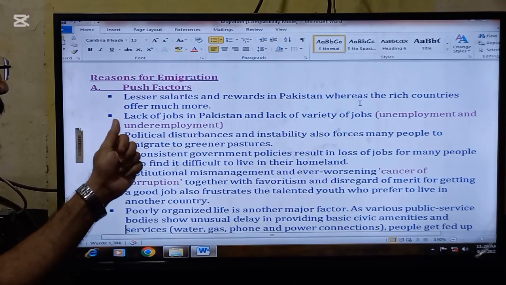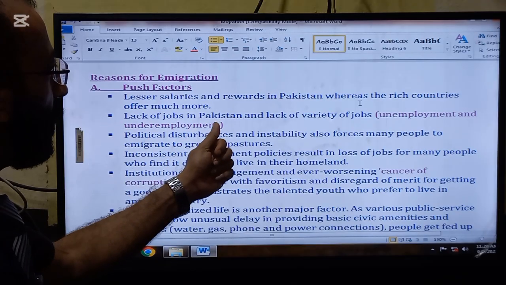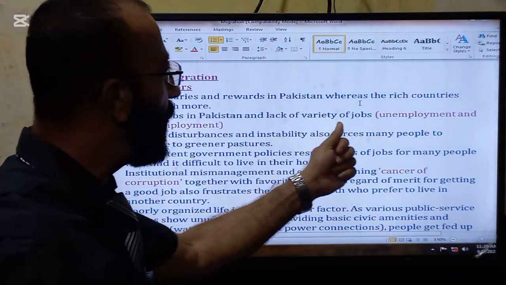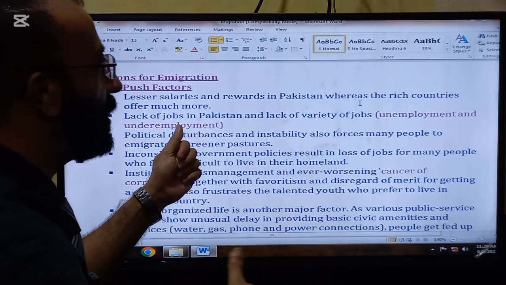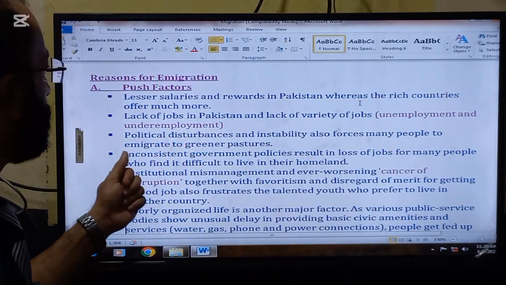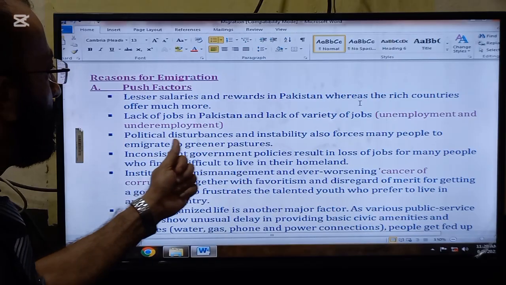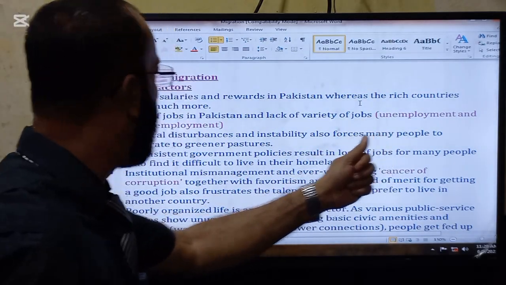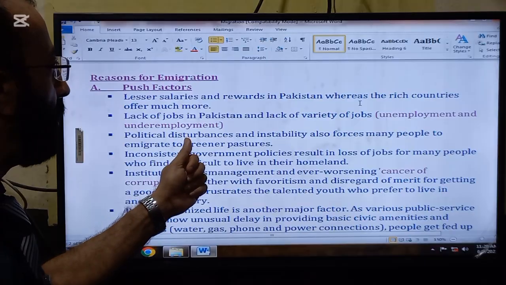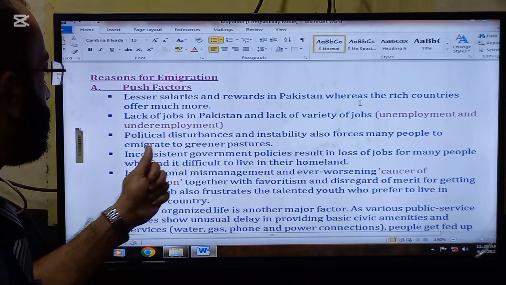Number one is lesser salaries and rewards in Pakistan, whereas the rich countries offer much more. So this is one reason due to which people are going out. Number two, lack of jobs in Pakistan and lack of variety of jobs, unemployment and underemployment. So this is the second reason.